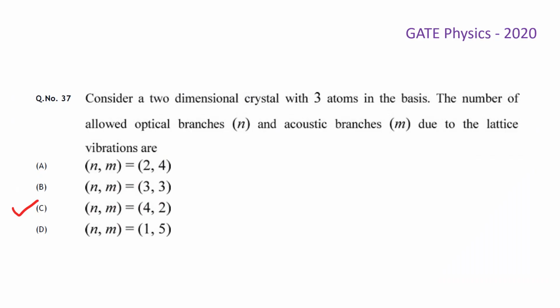So the number of allowed optical branches and acoustic branches for this two-dimensional crystal system with 3 atoms in the basis is 4 comma 2. So option C is correct for this question.